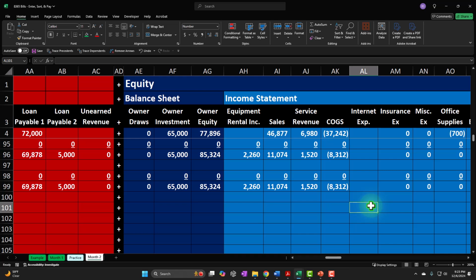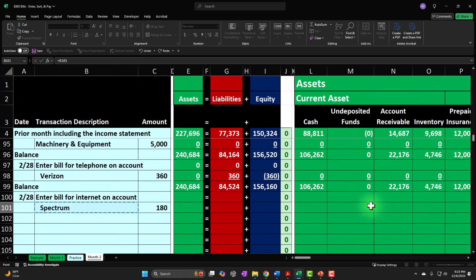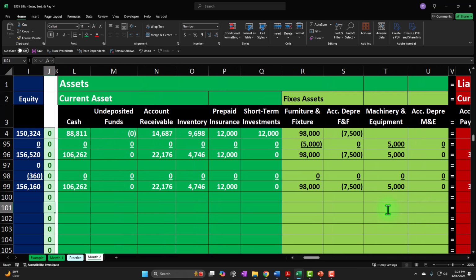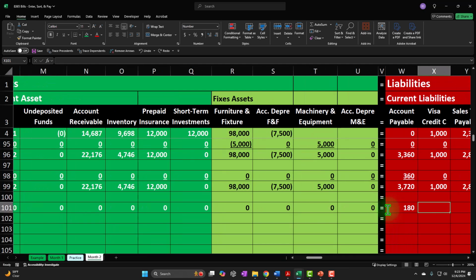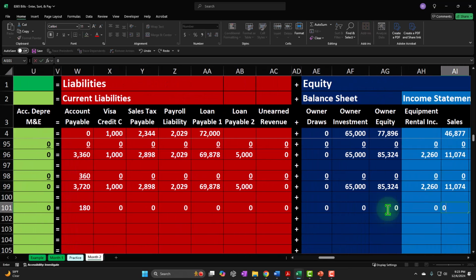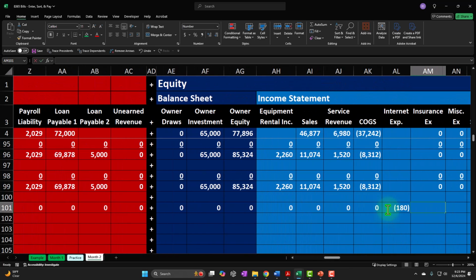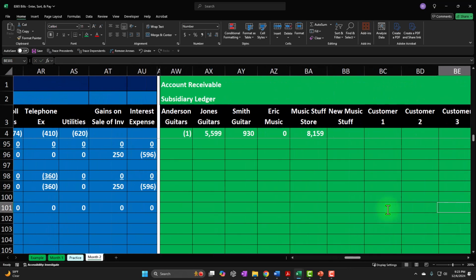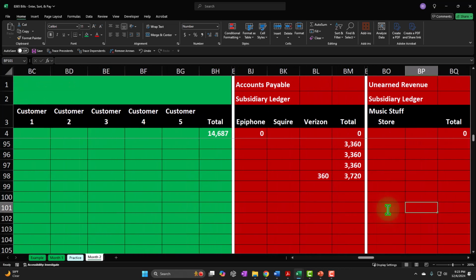That's the row 101 cell equals that 180, but it needs to be negative. I learned last time. I have to remember that. All right, then I'll put zeros across the board. Oh, not there. Control Z. Zeros across the board. And then in the subledger, I'm going to need another account again for Spectrum.